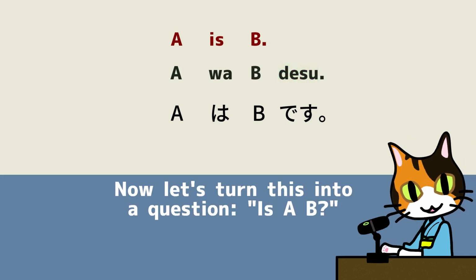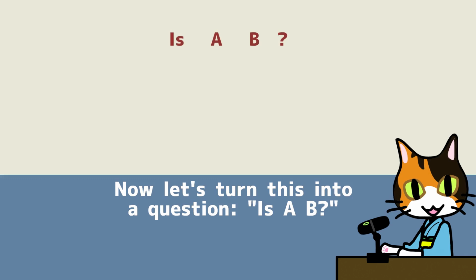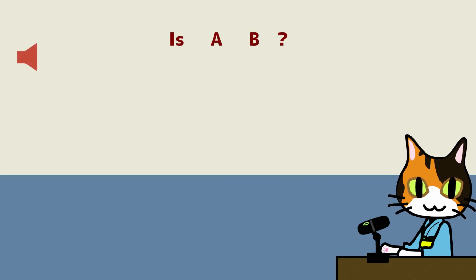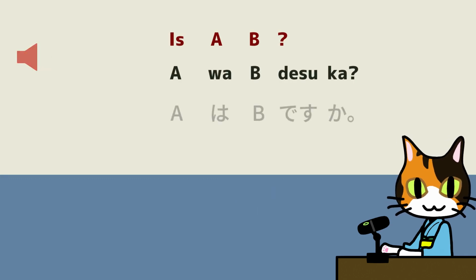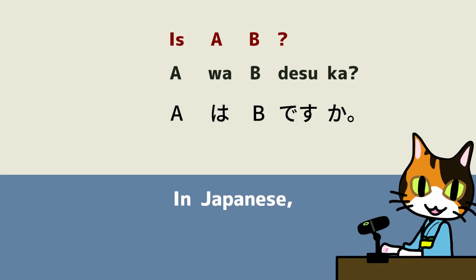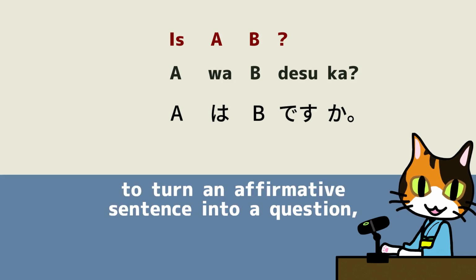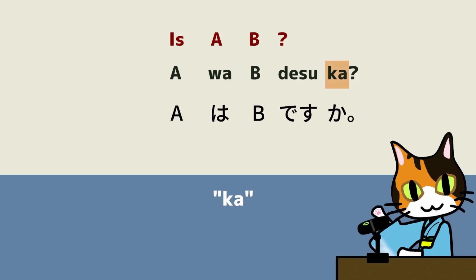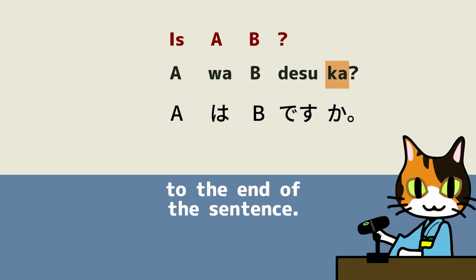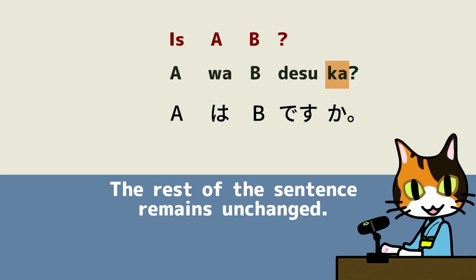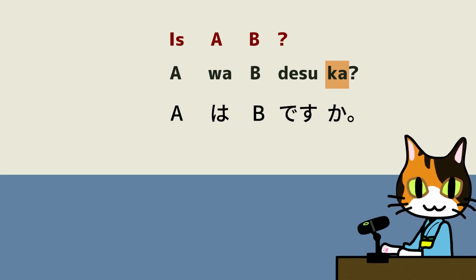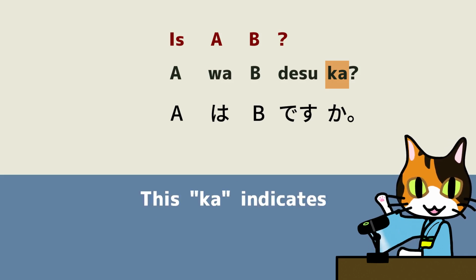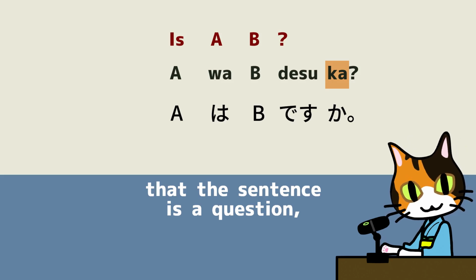Now let's turn this into a question. Is A, B? A は B ですか? That's it. In Japanese, to turn an affirmative sentence into a question, you add the question particle, ka, to the end of the sentence. The rest of the sentence remains unchanged. This, ka, indicates that the sentence is a question.